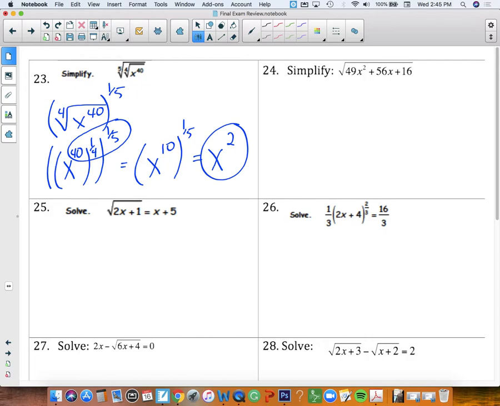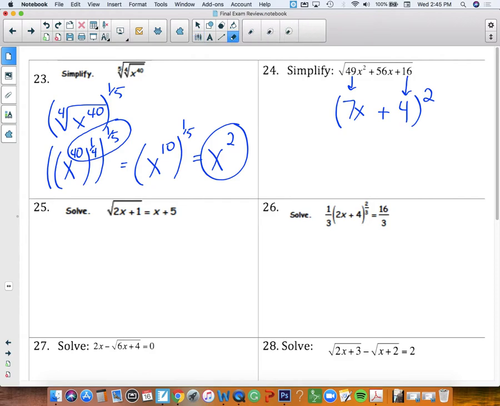24, simplify that. You're going to have to factor, all right? So think about this stuff here. That number and that number are perfect squares. So that means that's more than likely going to be a perfect square or a perfect square trinomial, which this would give me 7x in the front. That would give me a 4 in the back, and it's a squared. So a 7x plus 4 squared.